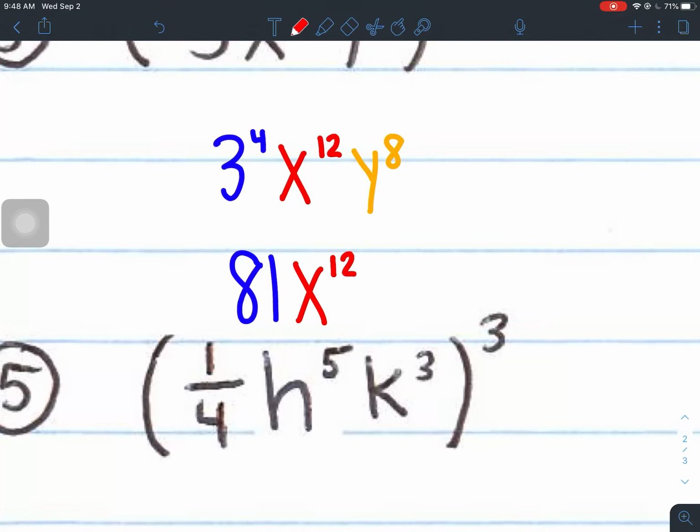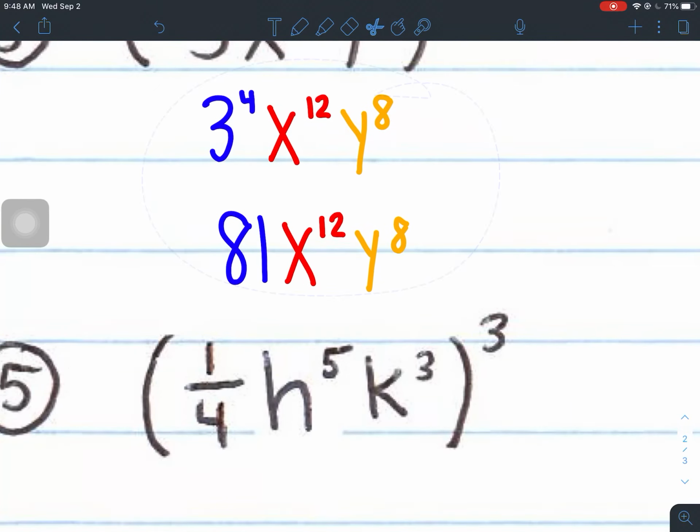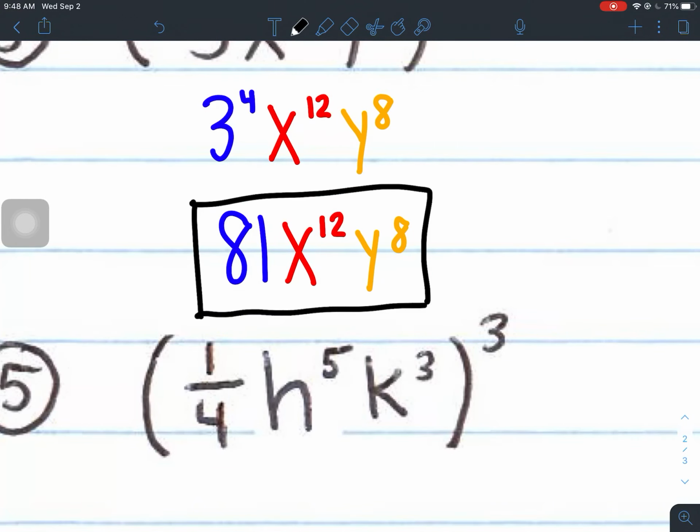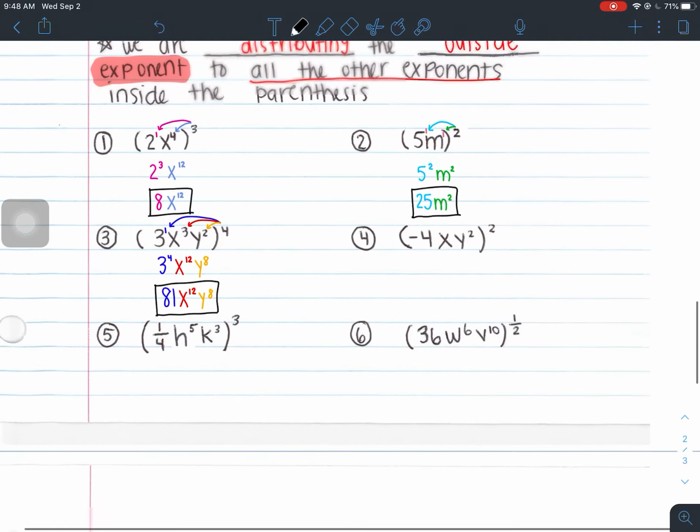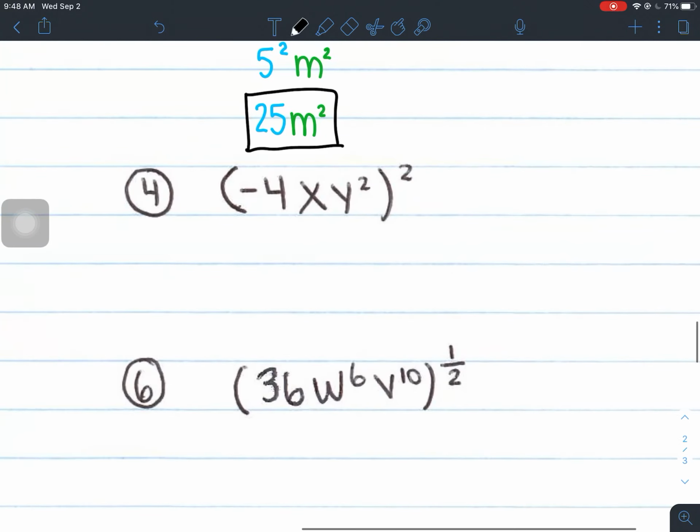And then I have x to the 12th and y to the 8th, because those aren't like bases, so I can't do anything with those. And so I'm finished with my problem, and this is my final expression there. Okay, moving on to number 4.